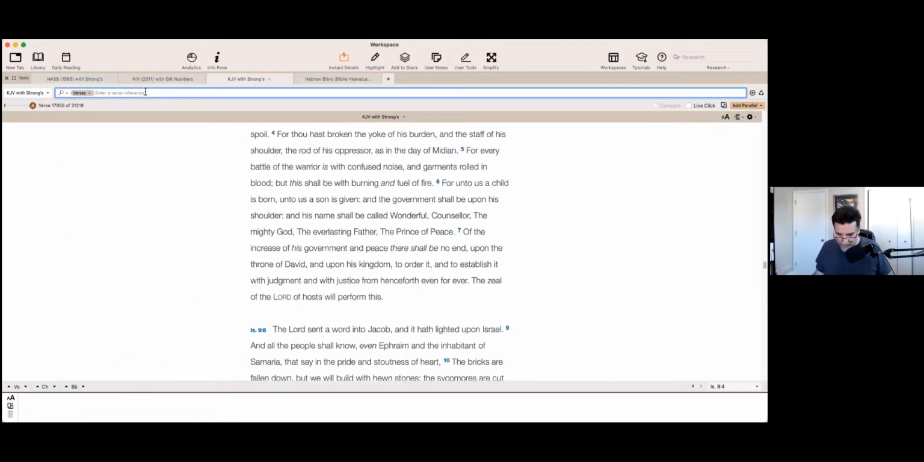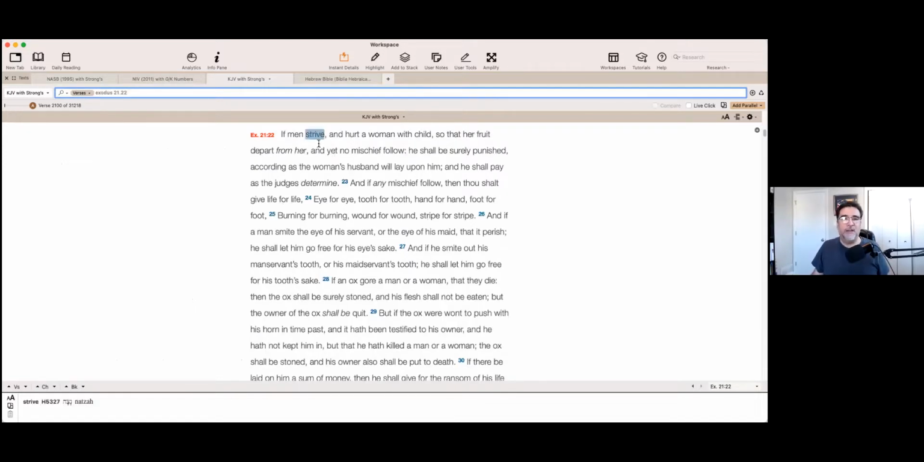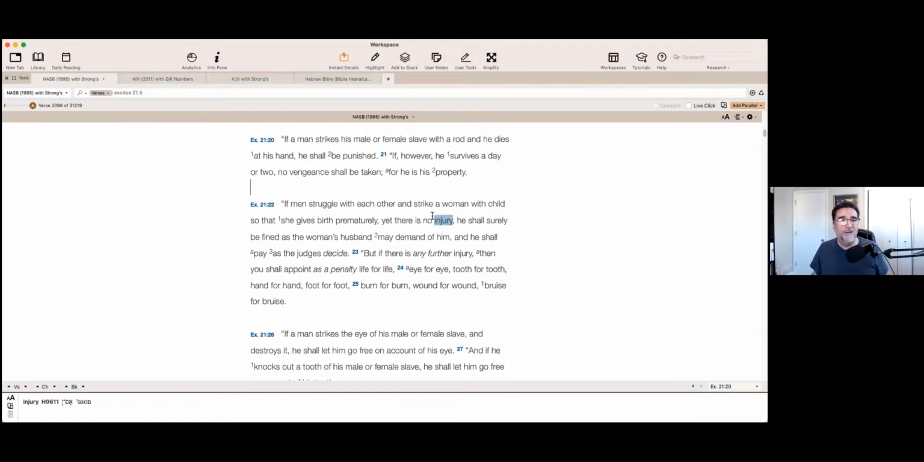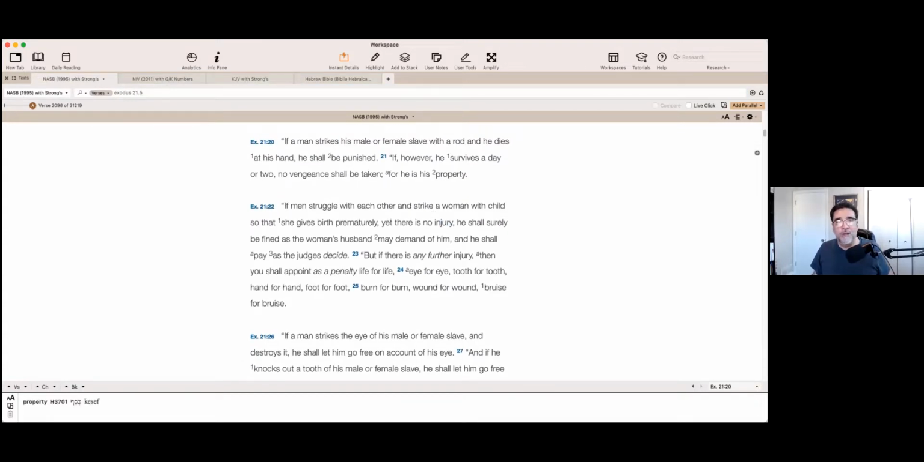So if you look at Exodus 21. Okay, so the King James says, if men strive and hurt a woman with child so that her fruit depart from her, and yet no mischief follow. So if her fruit depart from her, many have traditionally interpreted that as miscarriage. In other words, the baby is born dead, but that's not necessarily what it says, right?